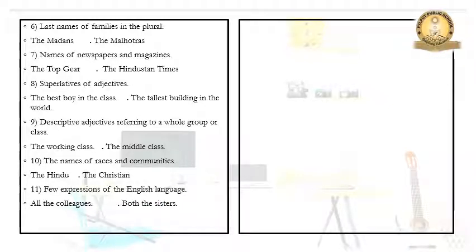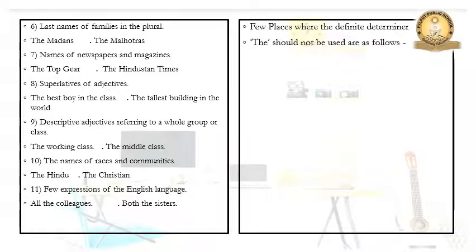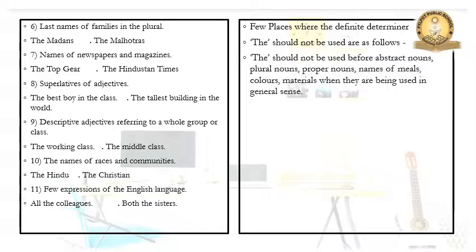Now there are a few places where this determiner, the, is not used. It should not be used. For example, the should not be used before abstract nouns, plural nouns, proper nouns, names of meals, colors, materials, when they are being used in a general sense. When all these nouns are being used in a general sense, then the should not be used before them.